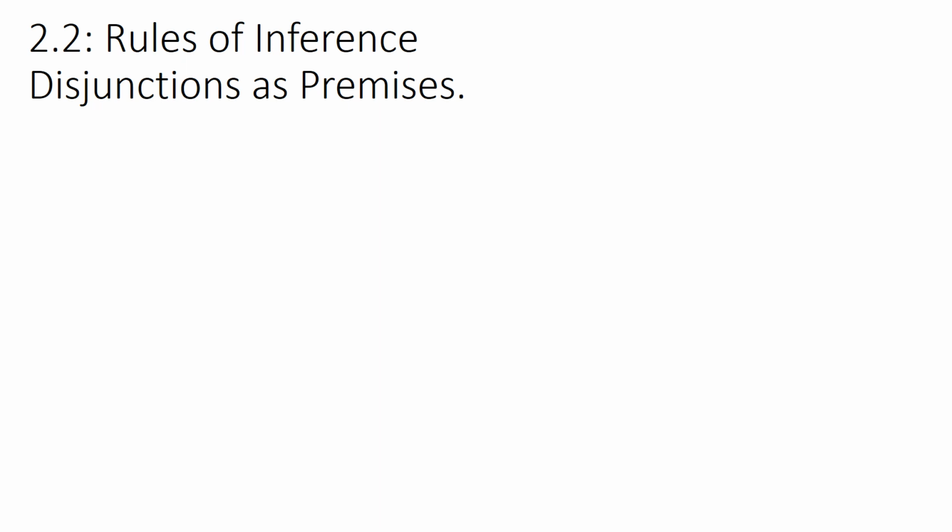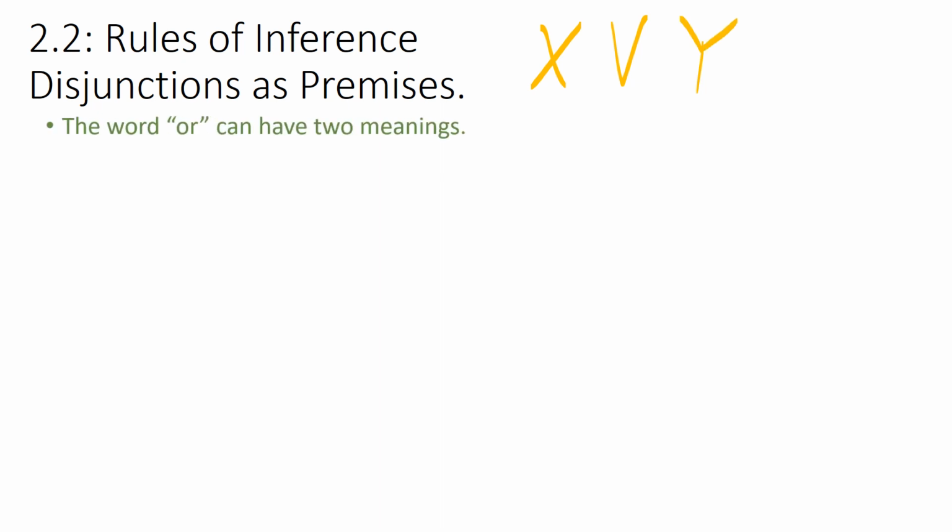Let's take a look at disjunctions once again. And remember, in a disjunction, the sentential connective is the or. For example, the disjunction X or Y. However, the word or can have two meanings, so there's an ambiguity to the word or. And this is entirely intolerable in mathematical logic. We need a precise meaning.